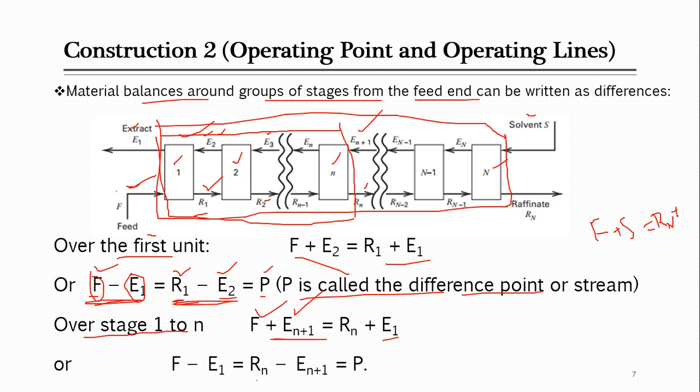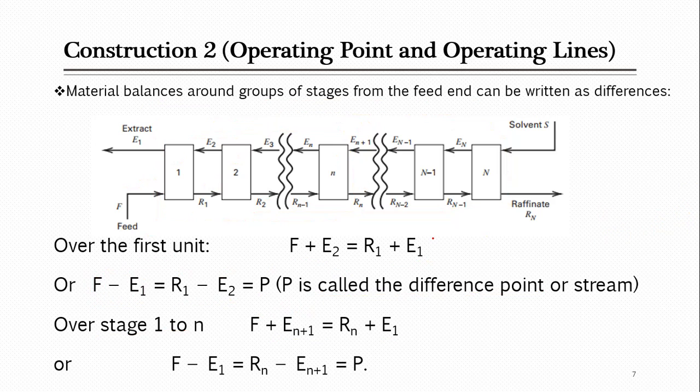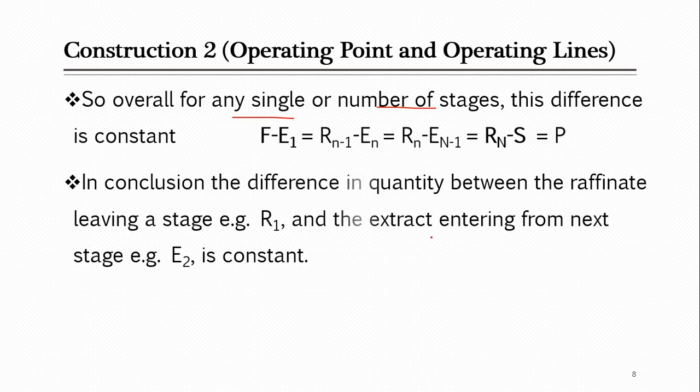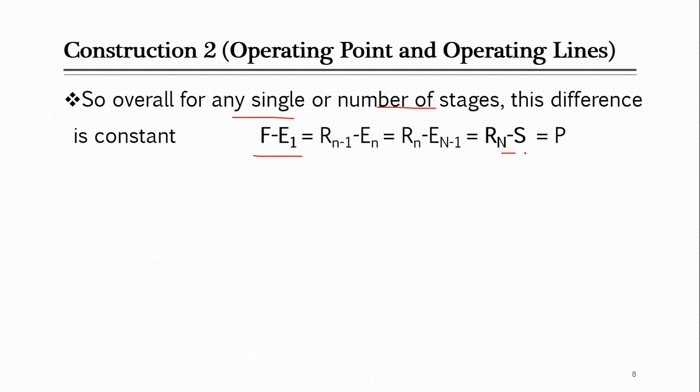So now just rearrange this again to get P. How can you get P? Actually this is E1, so it will be like F minus E1. Then on the other end you will have Rn minus S. So the same is written here, provided to you: F minus E1, and that's equal to Rn minus S, is equal to P.